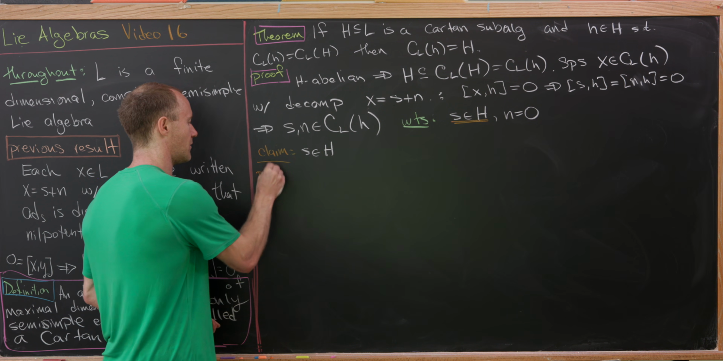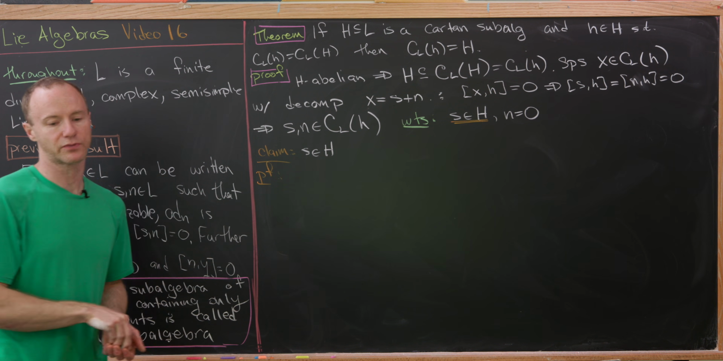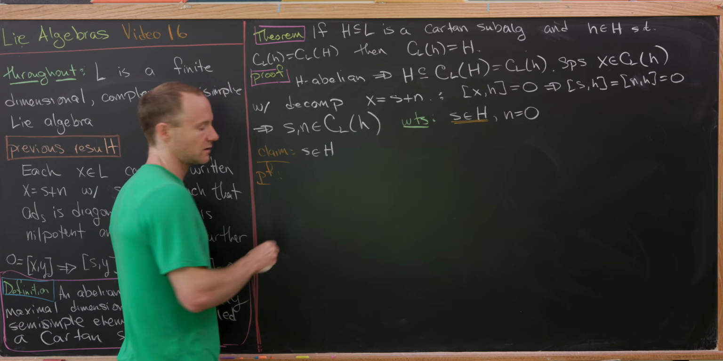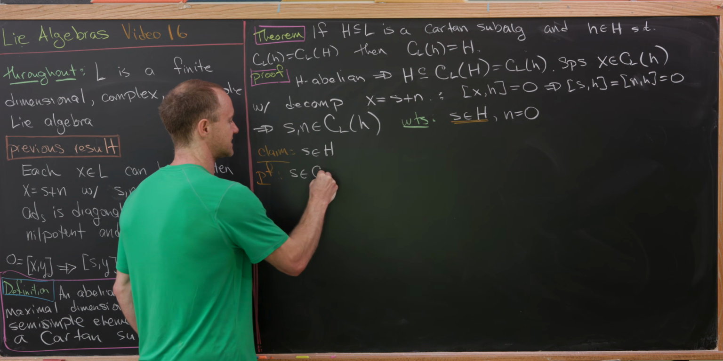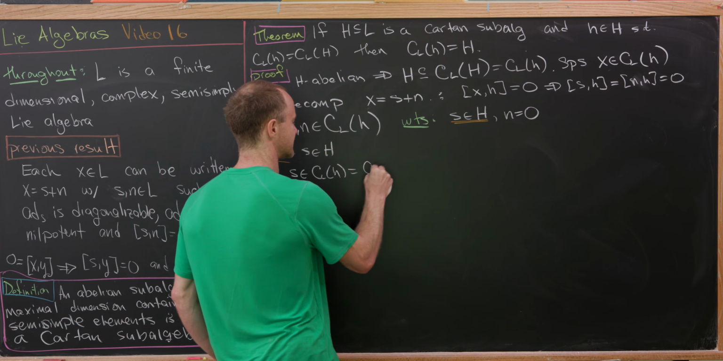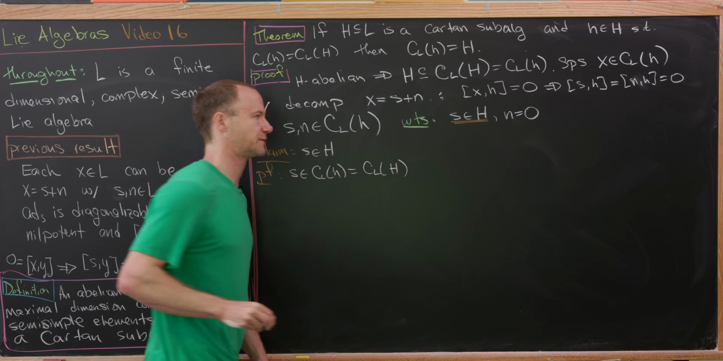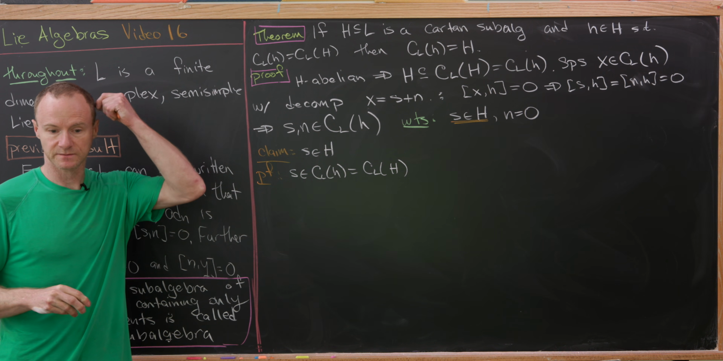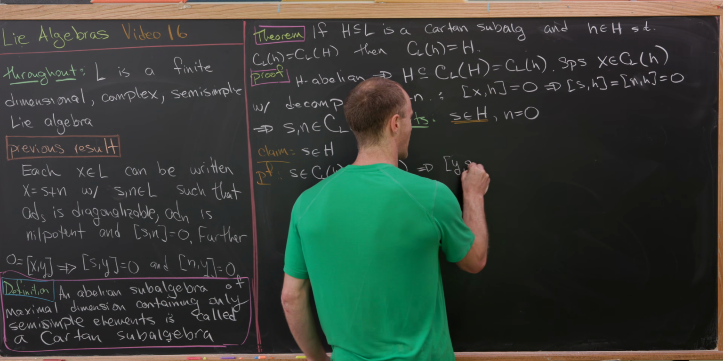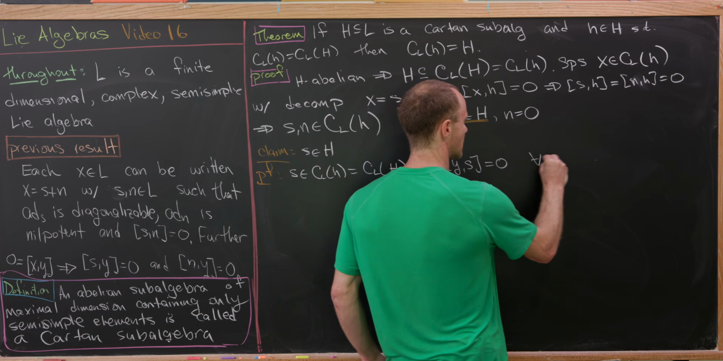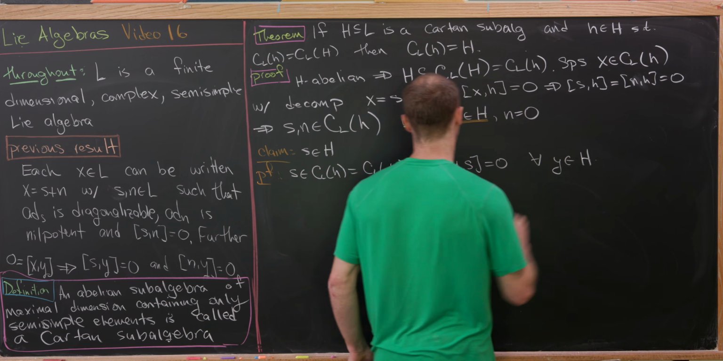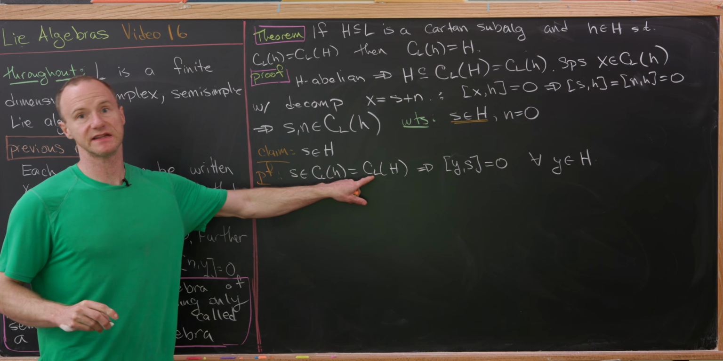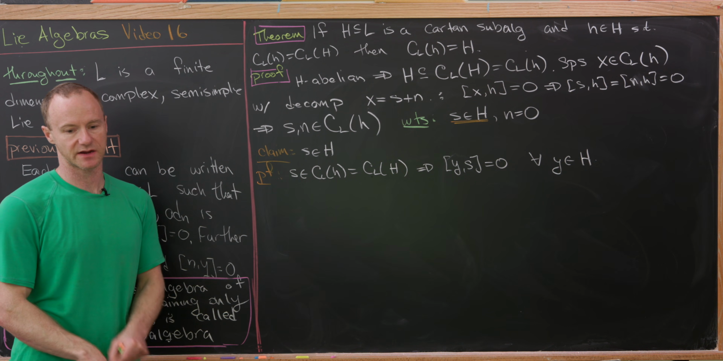Okay, so how might this little sub-proof go? Well, let's note that S is inside of CLH, which is CL big H by our original assumptions and calculations. That tells us that the bracket of Y with S is equal to 0 for all Y inside of H. That's what it means to be inside of this space right here.